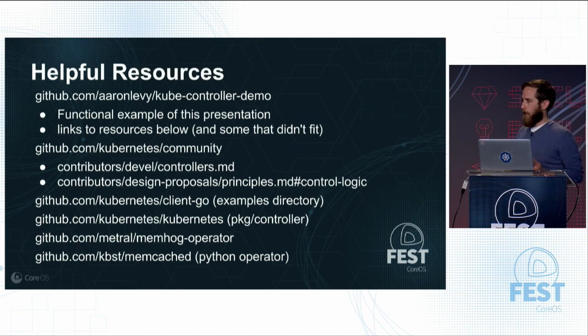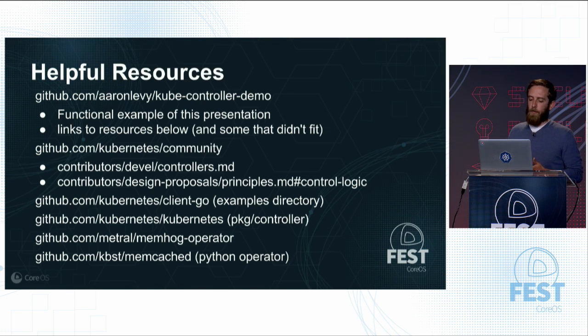And then again, the client Go repository has an examples directory. One thing to note, the examples directory is version specific. So if you're using the v3 client Go, be sure that you're looking at the examples in the same checkout. Under the actual Kubernetes code base, package controller is where most of the internal controllers of Kubernetes live. And so just looking at those and how they are actually developed can help a lot.